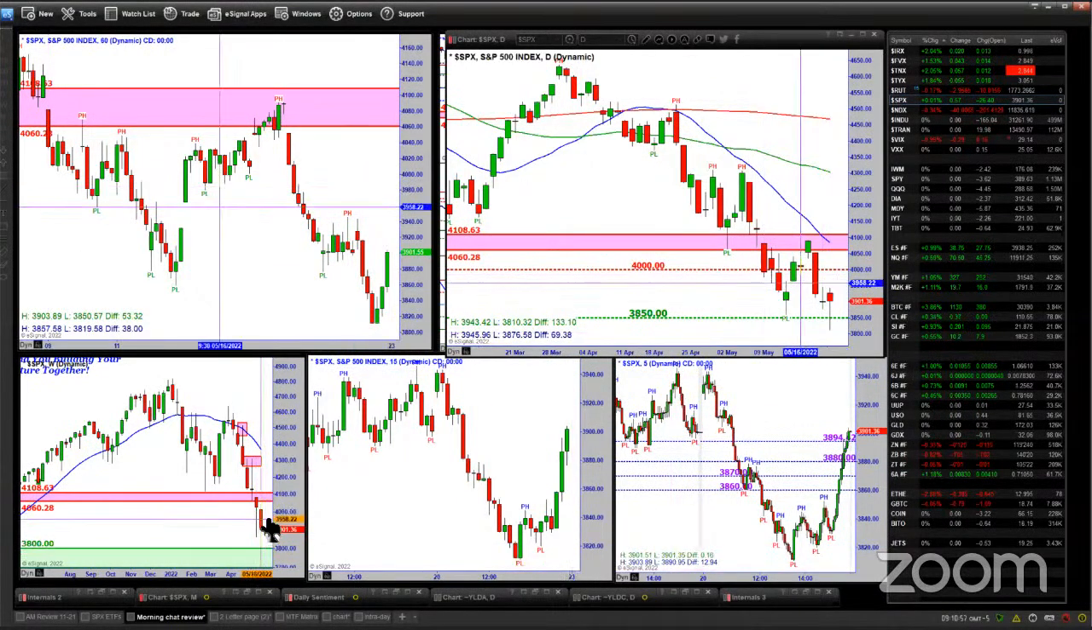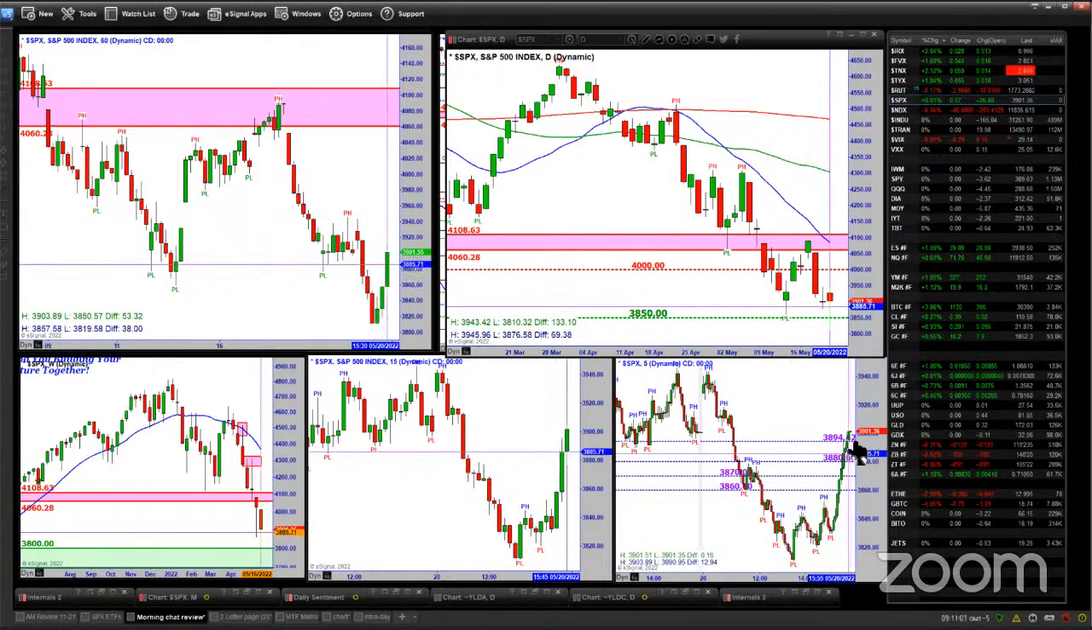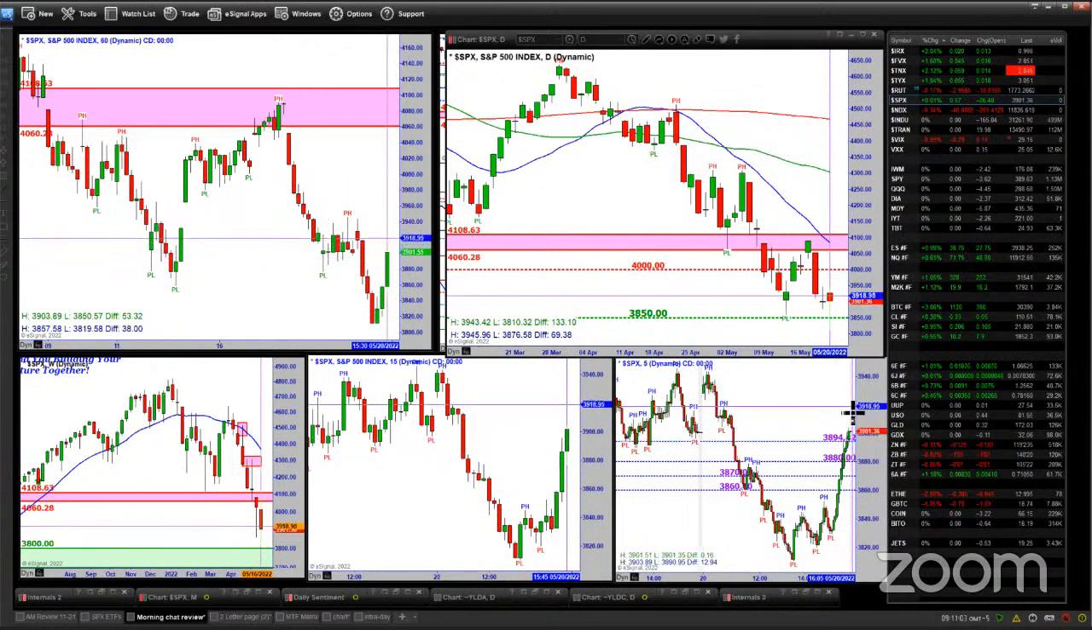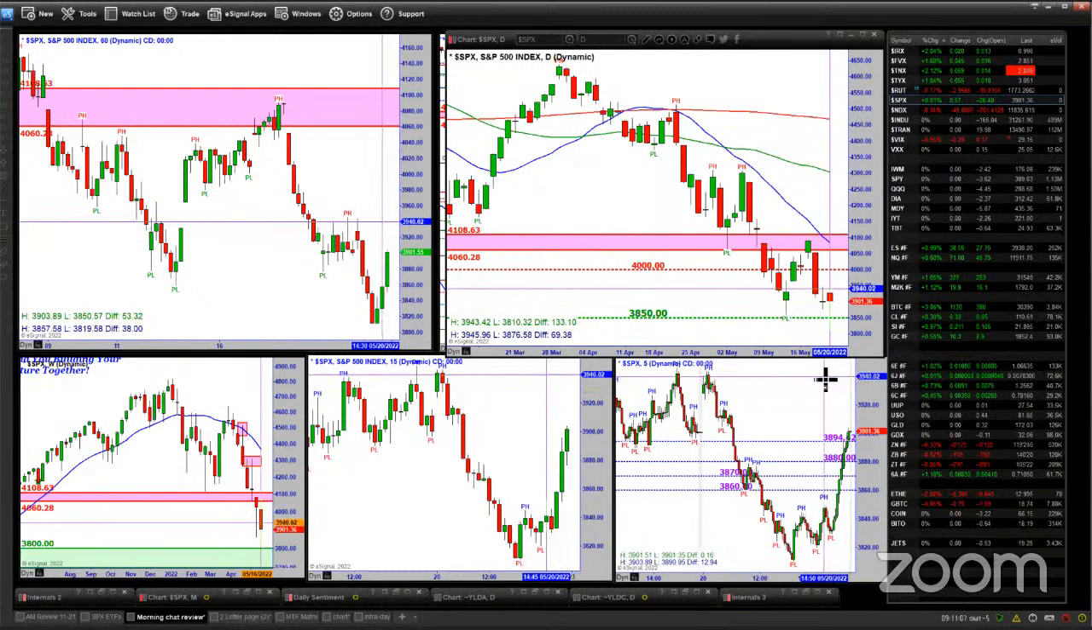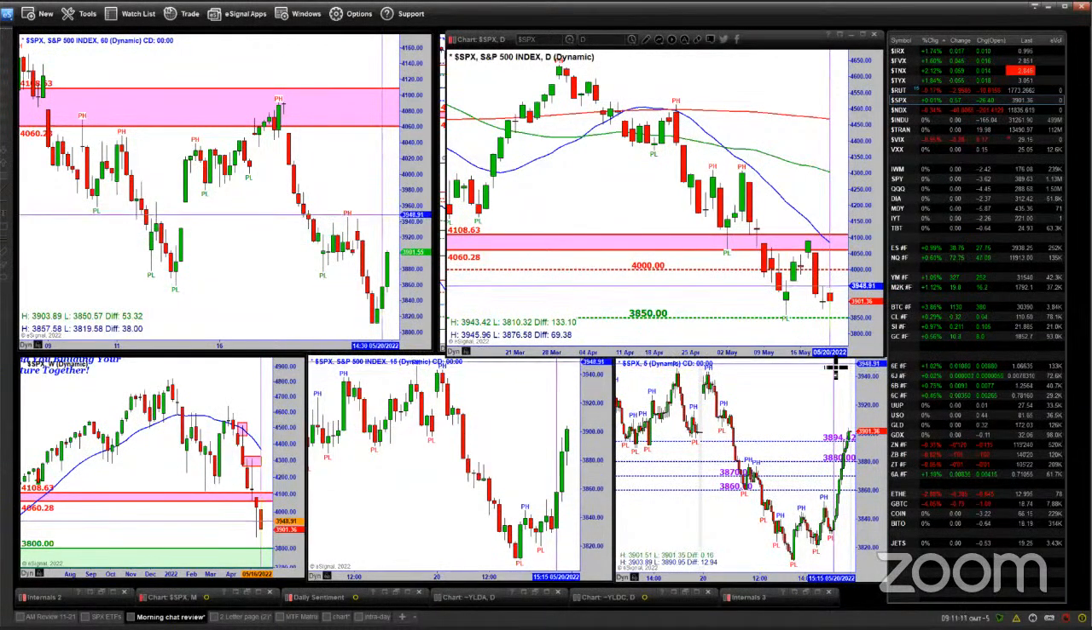Same story, weekly, same rally. At the end of the day, it does have room to go higher, 3840-ish, which is that high there. And then we'll see what happens from there.